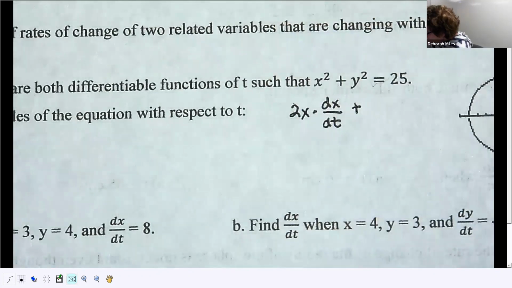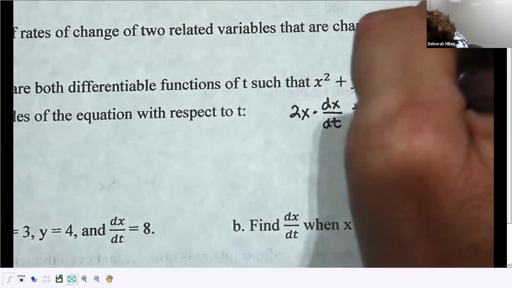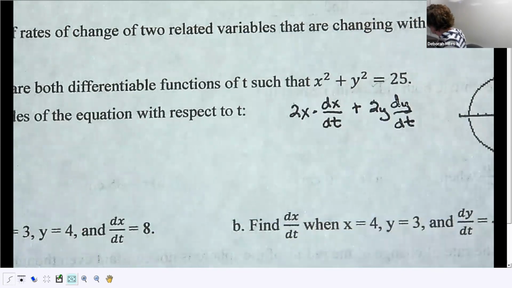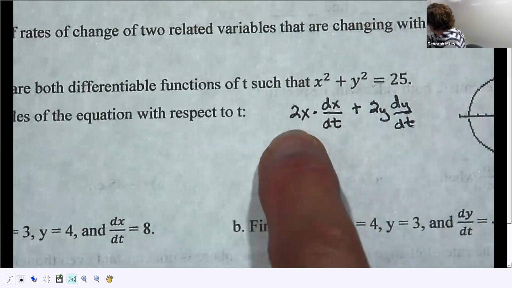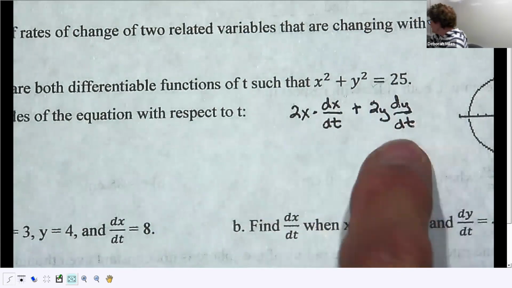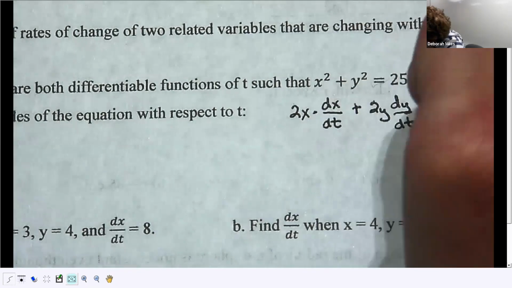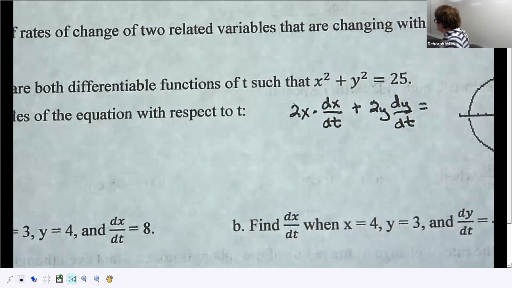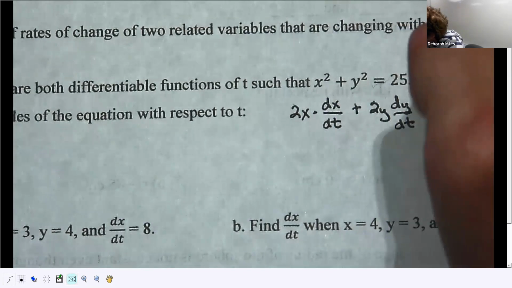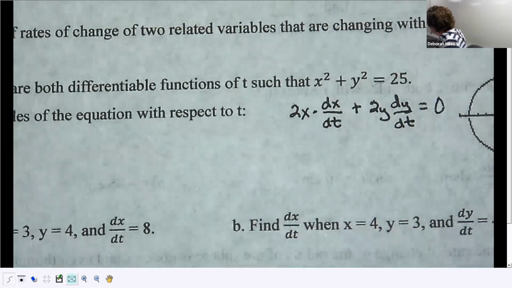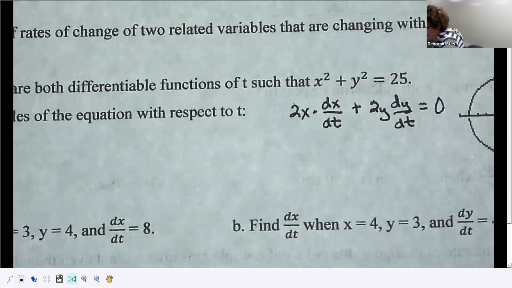Second term, the derivative of y squared with respect to t would be 2y, and then the derivative of y with respect to time, because x is some quantity that depends on time, and y is some quantity that depends on time. The derivative of the right-hand side with respect to anything is just 0. So that's the derivative of our equation with respect to time.